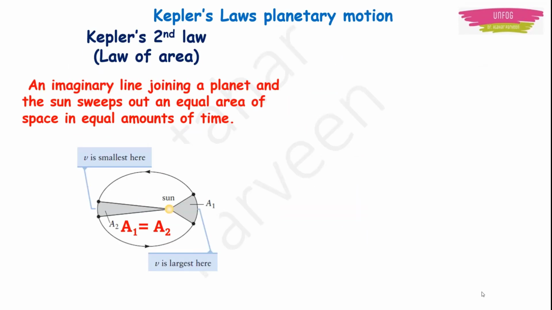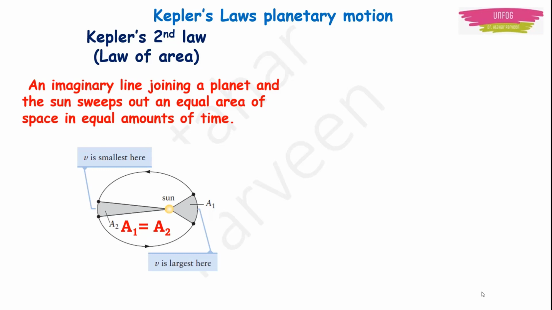Then in the second law he told that there is an imaginary line which joins the planet and the sun, and it sweeps out equal area of space in equal amounts of time. That means in one particular time the planet will have moved through that much area only, whether it is nearby the sun or far away, because we are talking about an ellipse, right? So whatever it is, in a particular time, if you calculate the area, the planet will have swept the same area in that time. So this is Kepler's second law. It is commonly known as the law of areas.